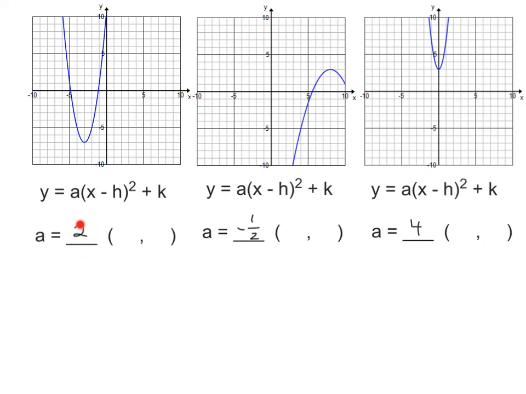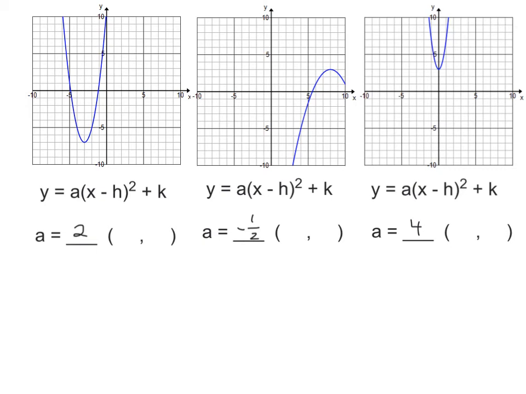I'm going to actually give you the A value. Now this A value, I hope you realize for this example, would have been positive because it opens up, and the A value is 2. So what we want to do here is fill in H and K right here, and then write the equation for this graph.